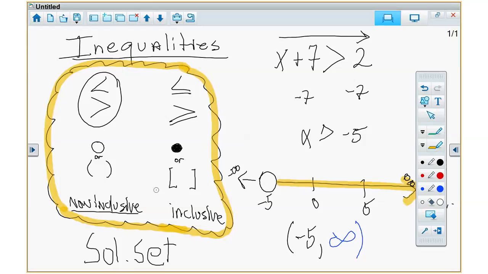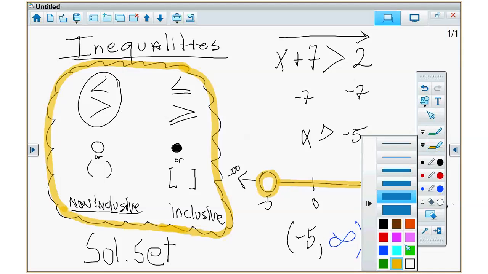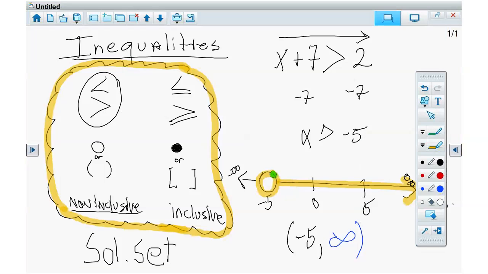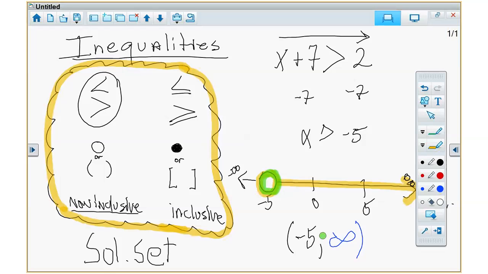Non-inclusive. And that's why you have an open circle or a parenthesis, to tell the person that's reading the problem that you cannot use what? You cannot use -5. That's what the open circle means, and that's what that parenthesis means.